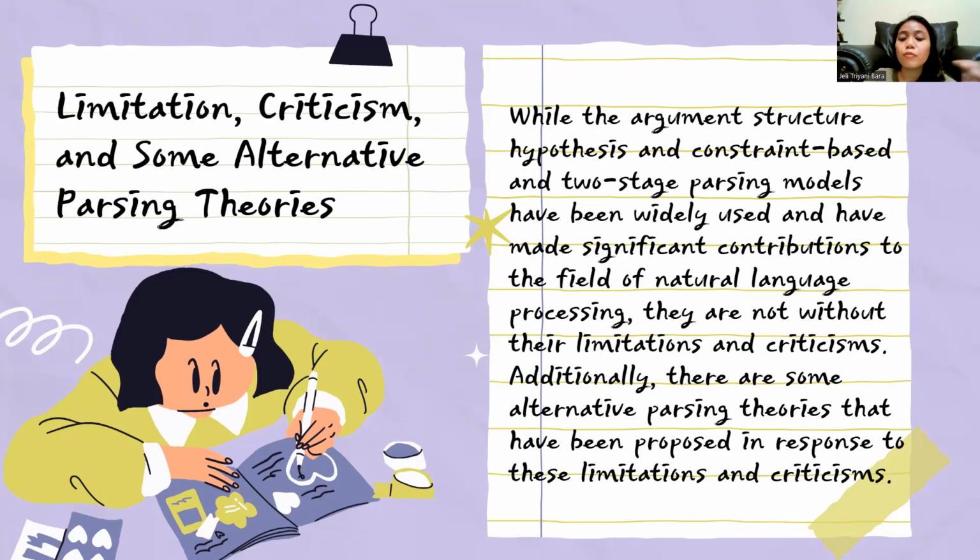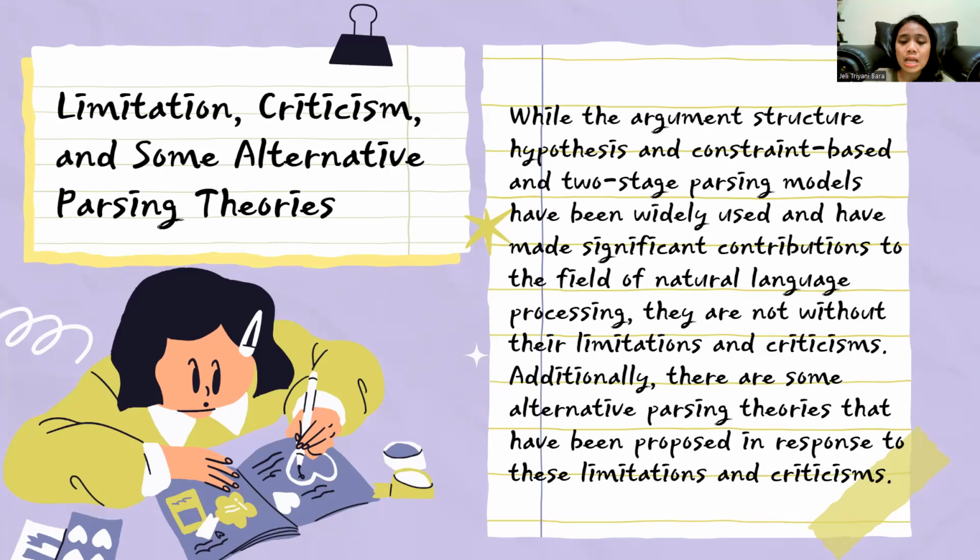The second one is incomplete coverage. Another criticism of the argument structure hypothesis is that it does not provide a complete account of how all sentences are parsed. Some linguistic phenomena such as ellipsis and anaphora are not easily accounted for using the hypothesis.